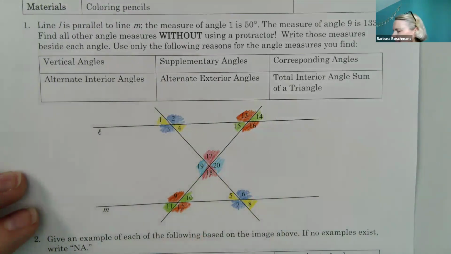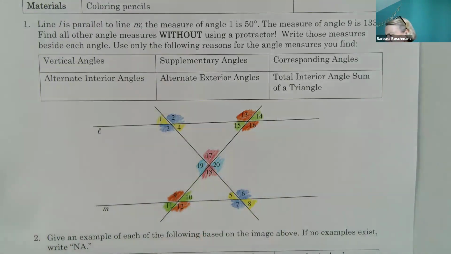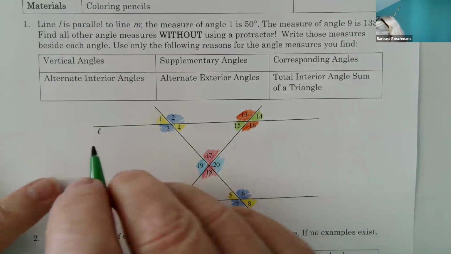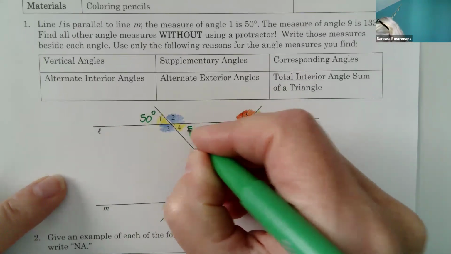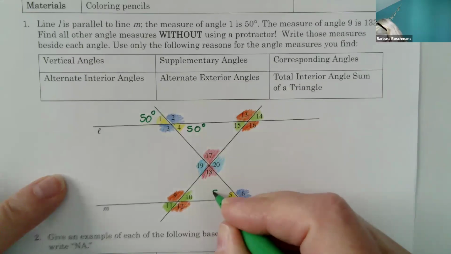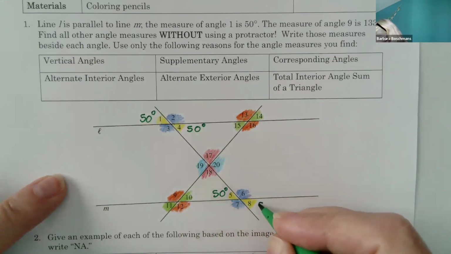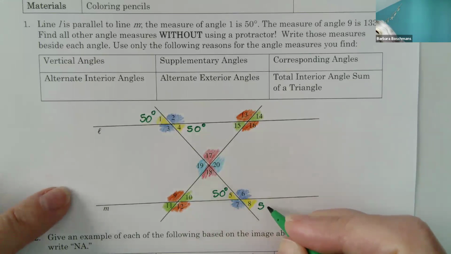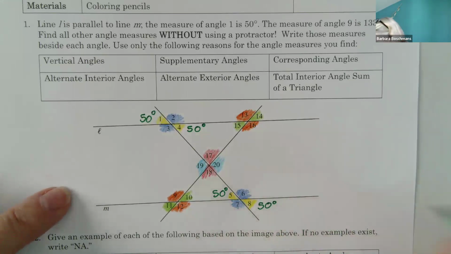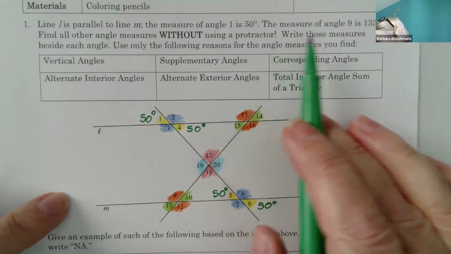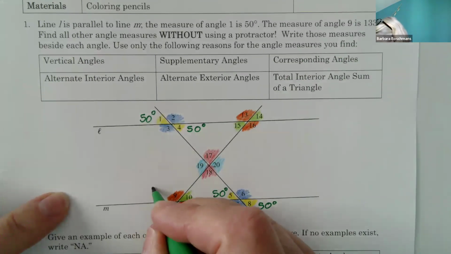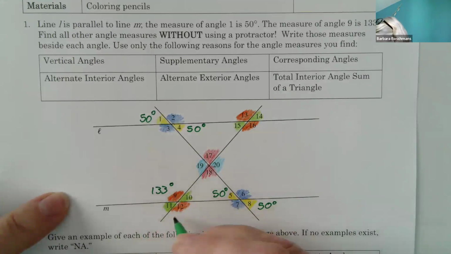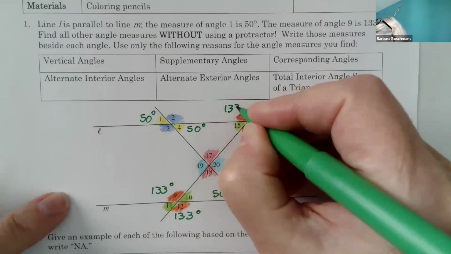Okay, now we're going to put some values on these, because it tells us that angle 1 is 50 degrees. So that means angle 4 is 50 degrees, angle 5, and angle 8. Okay, the measure of angle 9 is 133 degrees. So all the orange angles are 133 degrees.